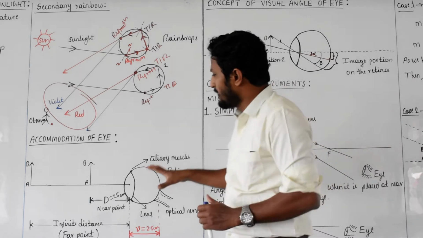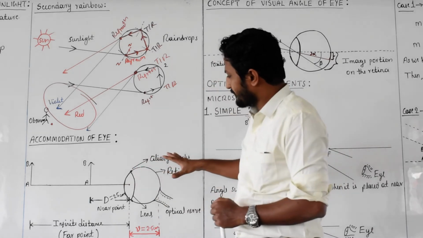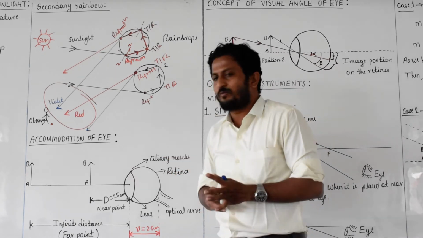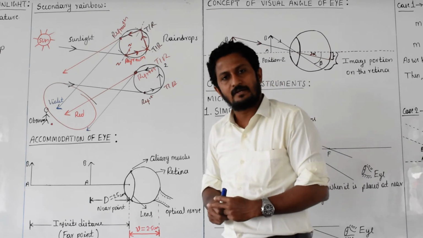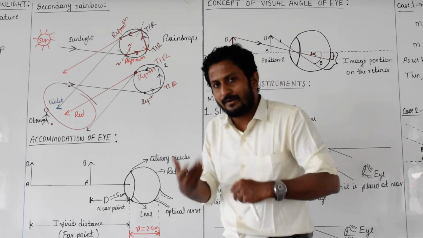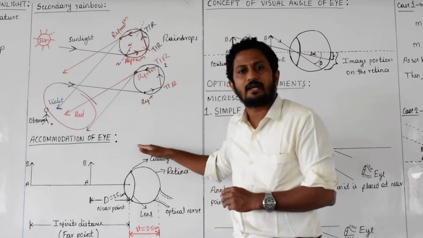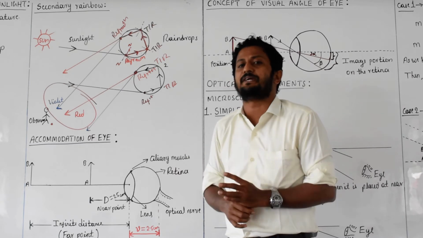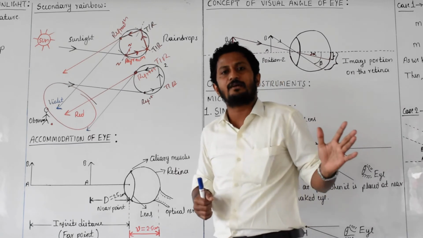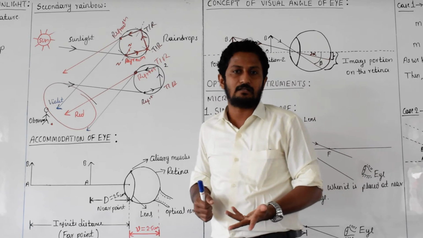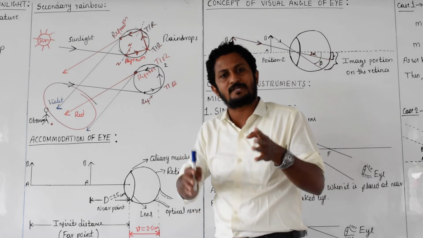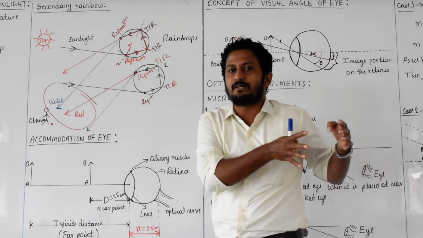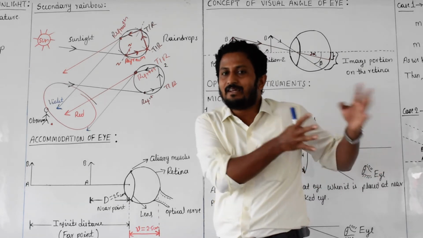Before we discuss optical instruments, we should know two concepts. One is the power of accommodation of the eye. We should know what it means. One more is called the visual angle. If we know these two concepts clearly, then we can easily understand the optical instruments which we will study later.